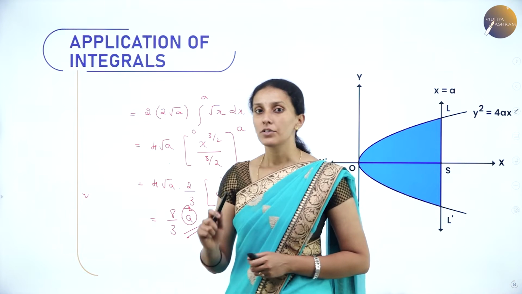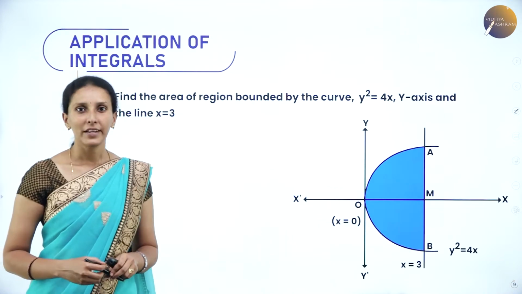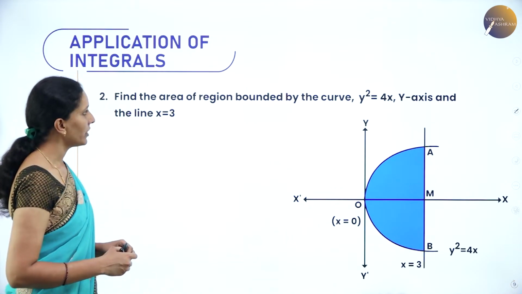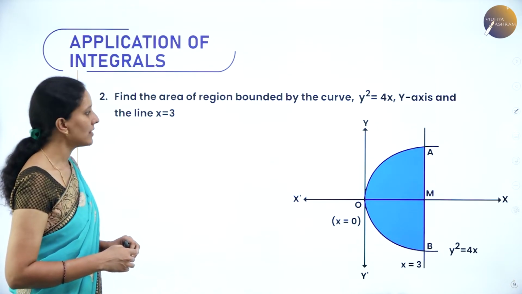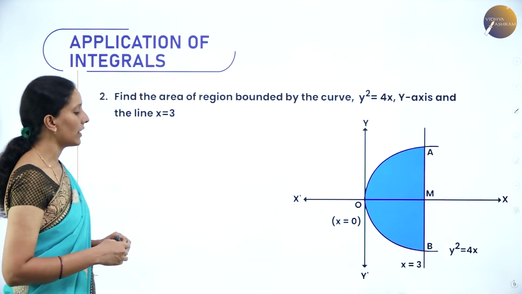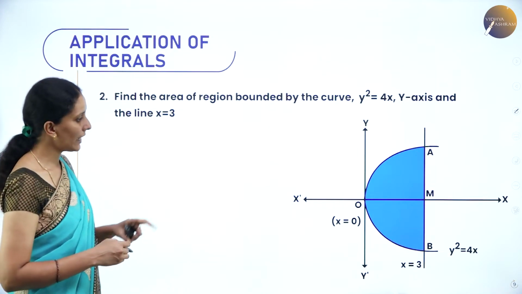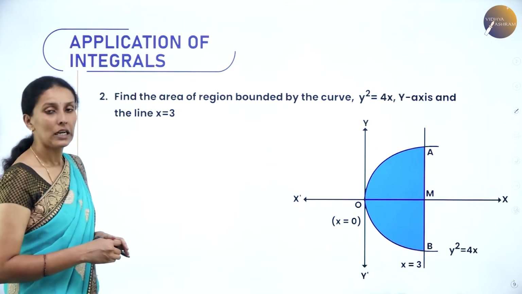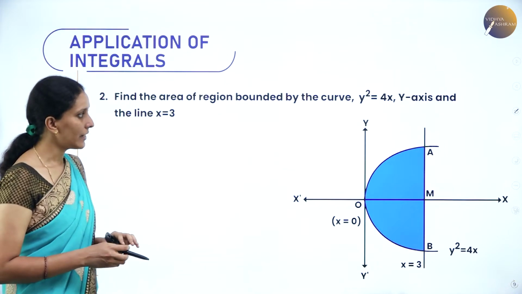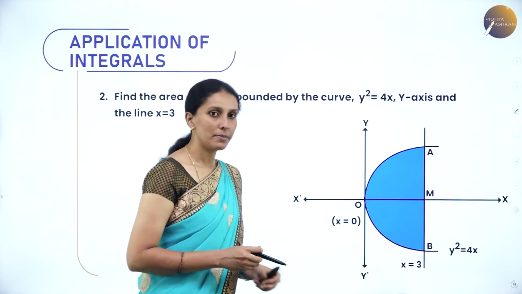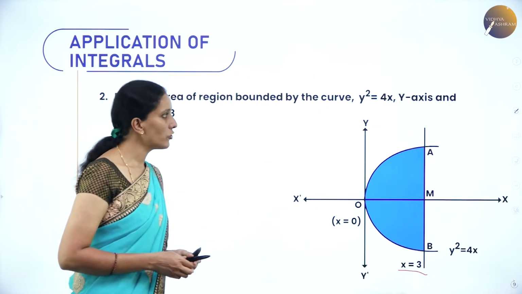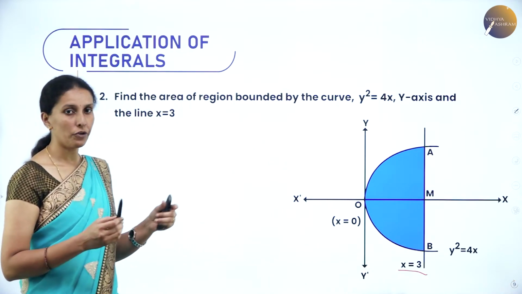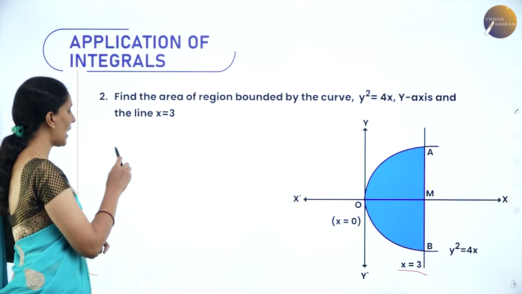So next question: find the area of the region bounded by the curve y square is equal to 4x, the y-axis, and the line x is equal to 3. So we need to calculate the area bounded by this parabola as well as its latus rectum. The latus rectum is given, that is x is equal to 3 here, and the equation of the parabola is y square is equal to 4x. What is the area we will calculate?